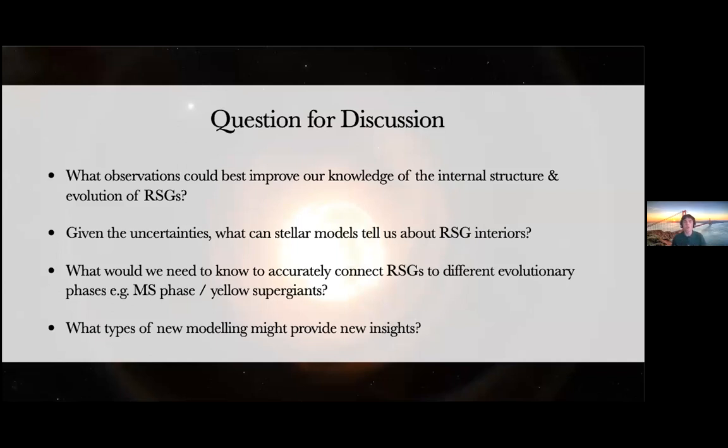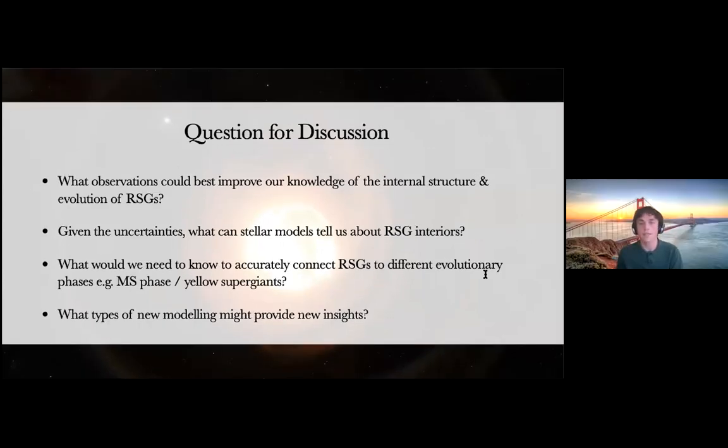Third, what else would we need to know to accurately connect red supergiants to different evolutionary phases? For instance, earlier phases like the main sequence phase, and then possible later phases, potentially the yellow supergiants. And finally, what types of new modeling techniques might provide new insights into how they evolve?